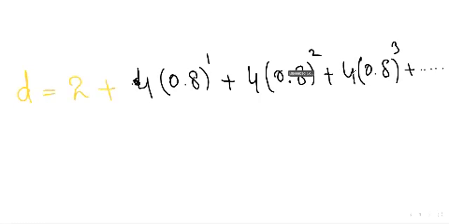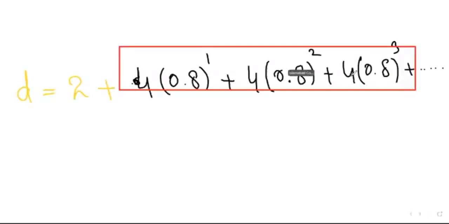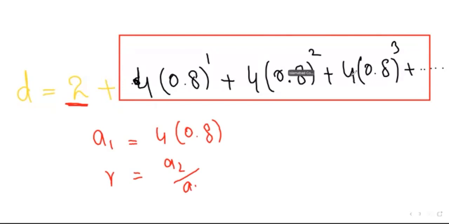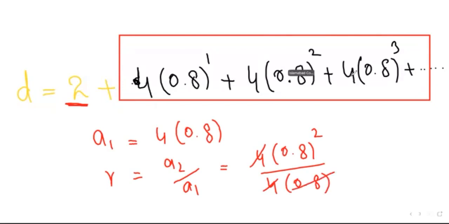For part B, we can see from here onward we have a geometric sequence. So we can easily find it, just ignore this part initially. Our A1 is 4 into 0.8. Our R is A2 over A1, which is 4 into 0.8 squared over 4 into 0.8. The 4 cancels with 4, 0.8 cancels with this one, so we have 0.8.